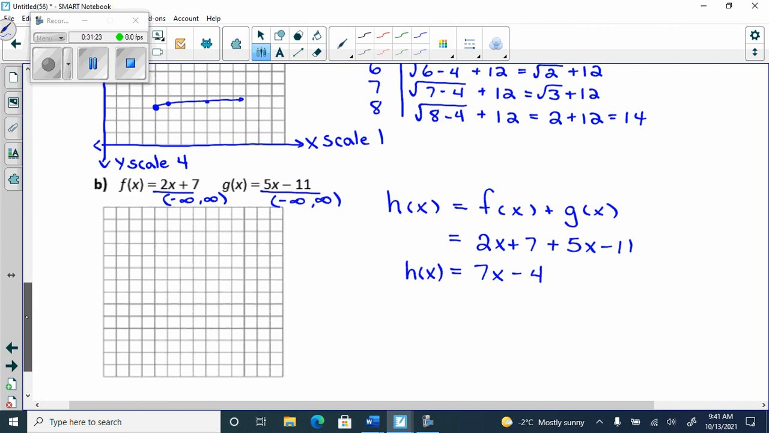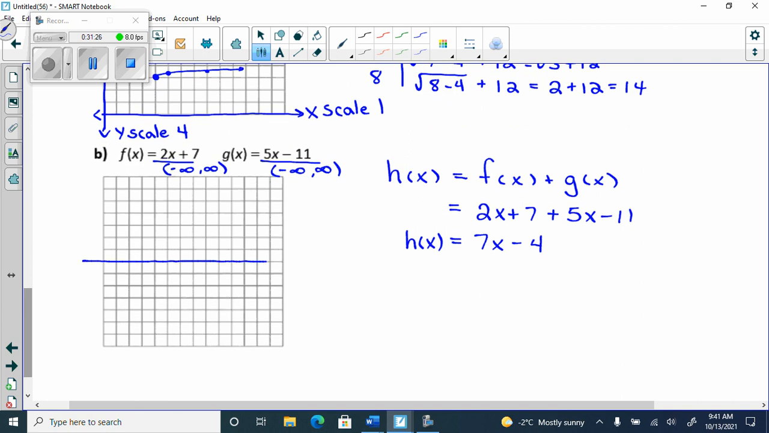So if I go to sketch this one, this one has a slope of 7, which is kind of crazy. So I have a y-intercept at -4, and then I have a slope of up 7, right 1. I could do a t-table if I don't remember that. 1, 2, 3, 4, 5, 6, 7, and 1.